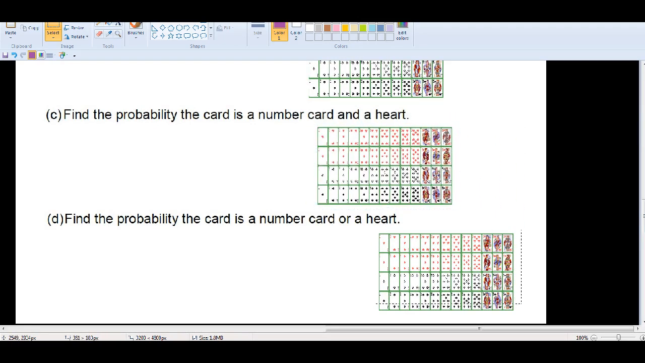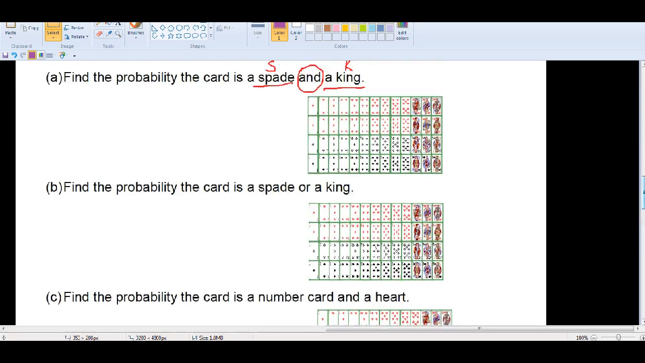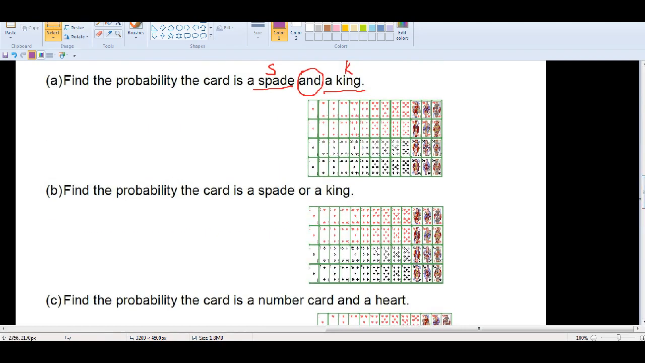I'm going to draw the Venn diagram as well. Alright, so let's draw a Venn diagram. The Venn diagram will be like this.